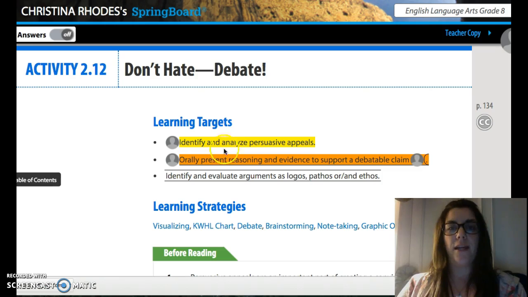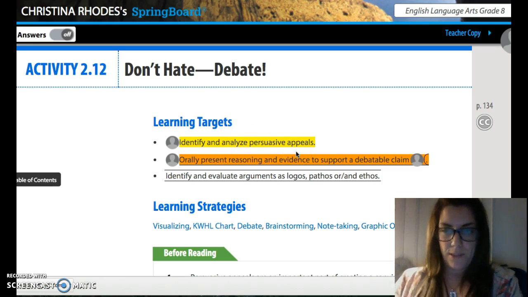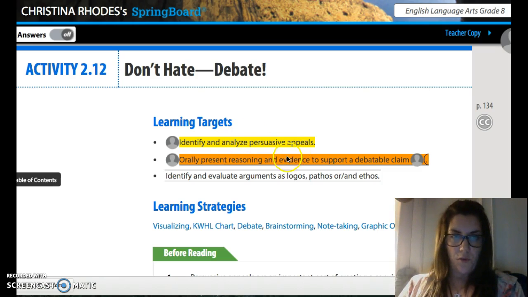Says, identify and analyze persuasive appeals. Number 2, orally present reasoning and evidence to support a debatable claim. Number 3, identify and evaluate arguments as logos, pathos, and/or ethos.